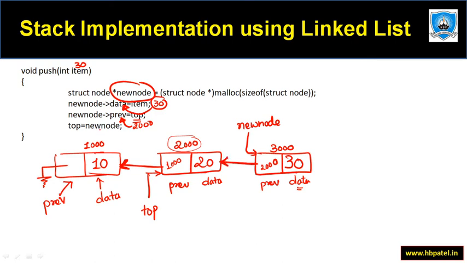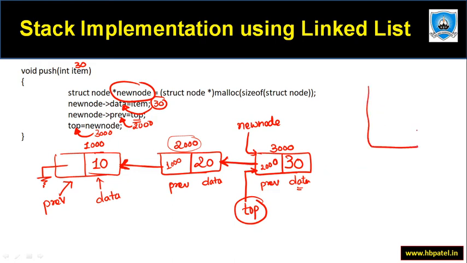And lastly, I will be assigning the value of new node, that is 3000, copied into top. So earlier top was 2000, now top is 3000. So now top has been moved to the third position. This is how you keep on incrementing. Then likewise you can have 40, 50, 60, all those nodes added. The only thing which is important to note here is the value of top, which is getting incremented.